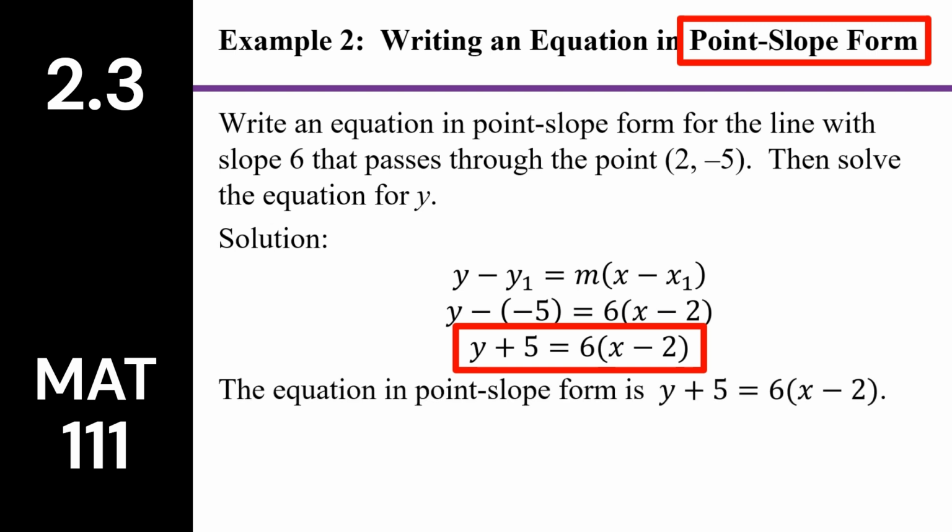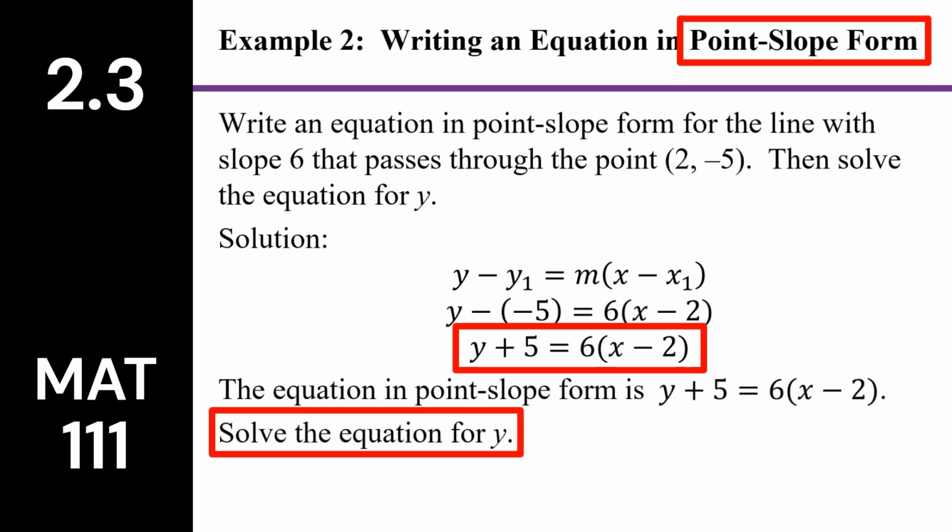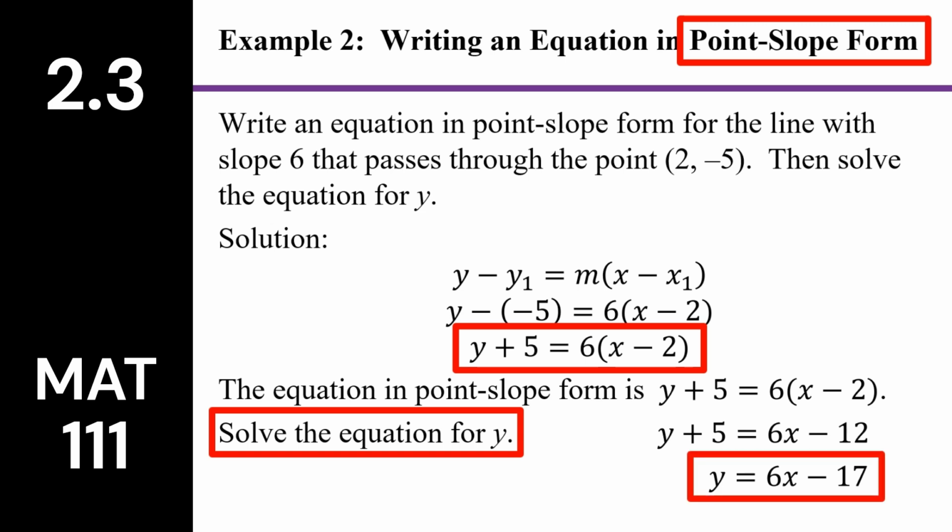The question then goes on to ask us to solve the equation for y. To do that, we will first distribute the 6. 6 times x is 6x. 6 times -2 is -12. Then we will subtract 5 from both sides. When we subtract 5 on the left, it leaves us with just the y. And when we subtract 5 from -12, that gives us a -17. So solved for y, we get y equals 6x minus 17.